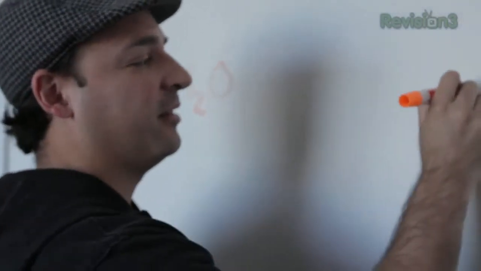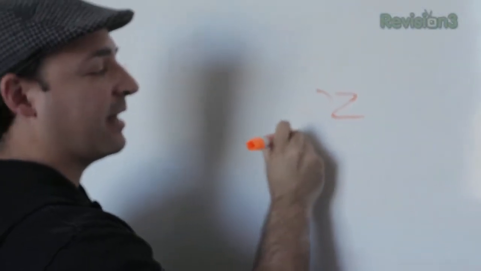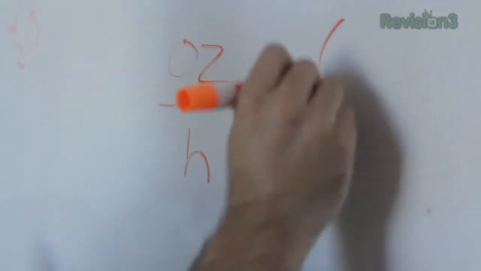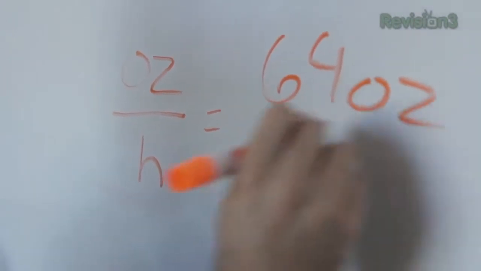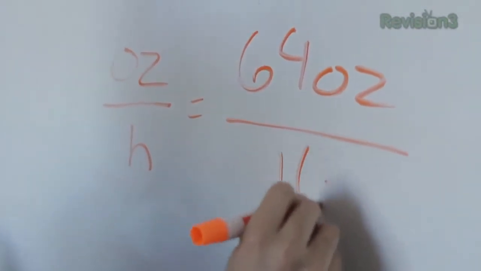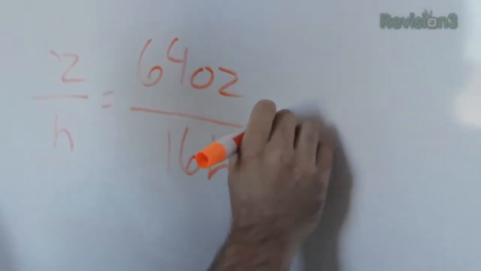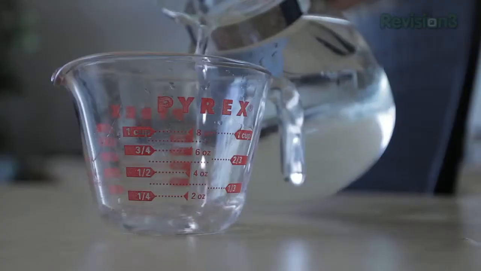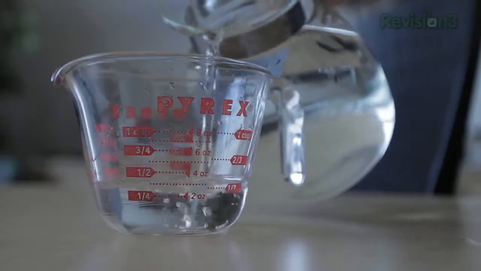Take the number of ounces you need to drink every day and divide it by the number of hours you're awake. For example, I'm drinking about 64 ounces a day, and I'm typically awake between 7 and 11 o'clock, which is about 16 hours. And this comes out to 4 ounces an hour.